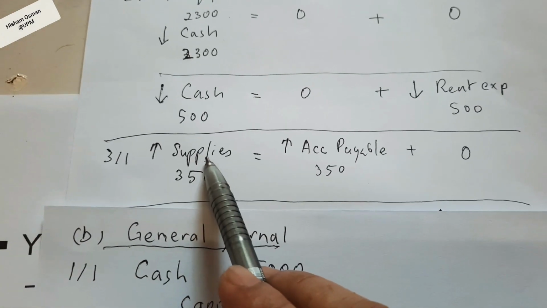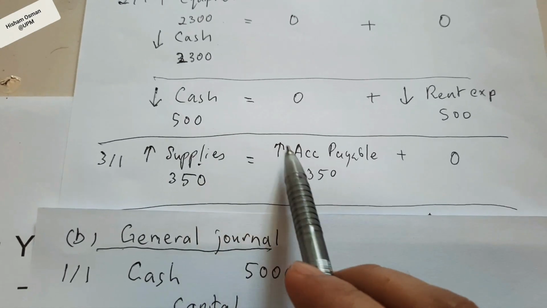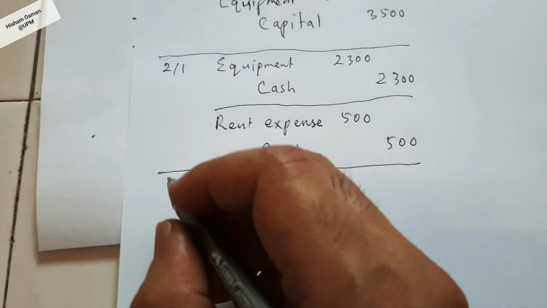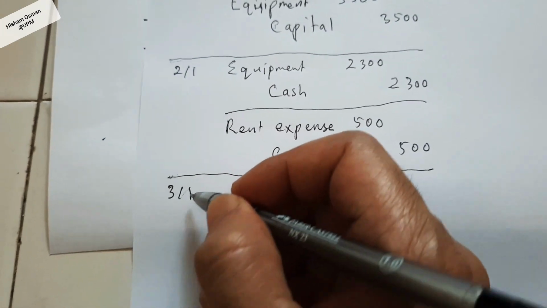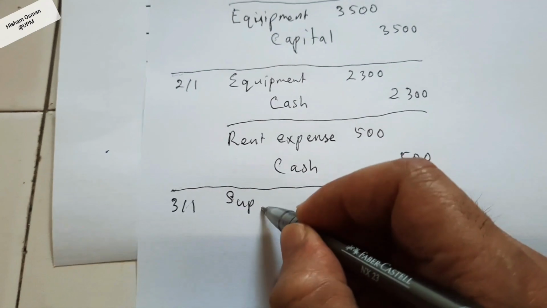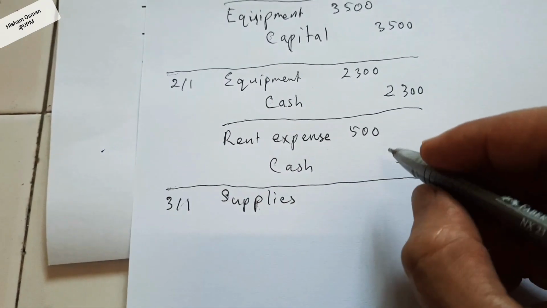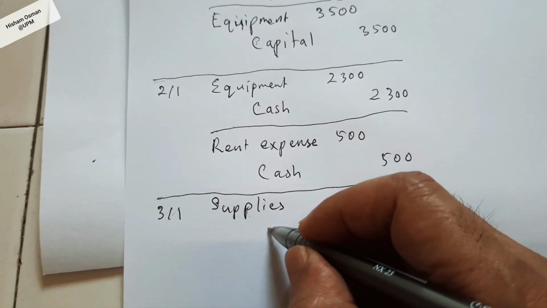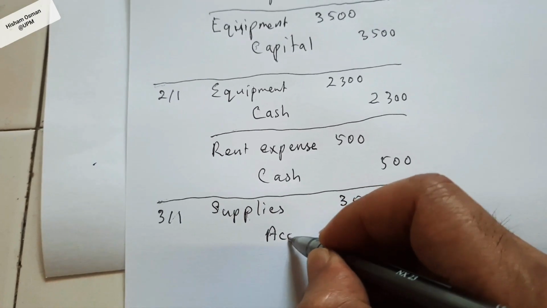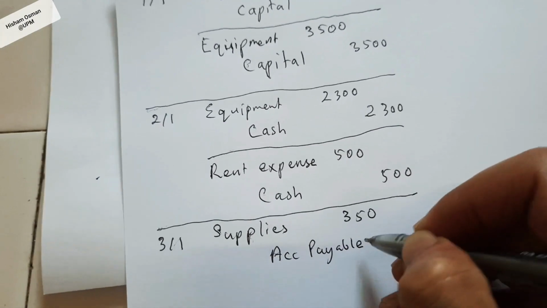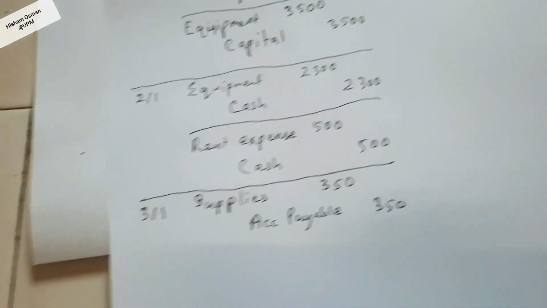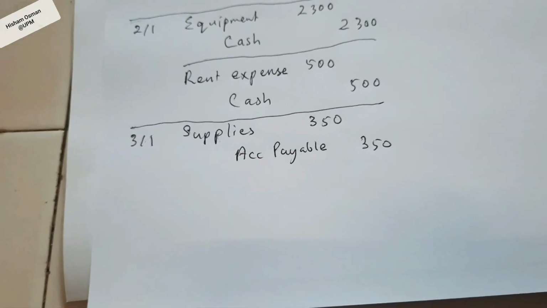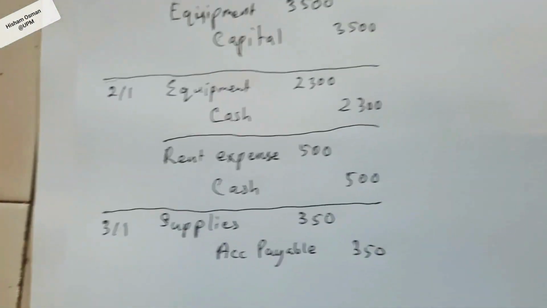So when there is an increase in asset, you have to debit an account. When there is an increase in liability, you have to credit an account. So how to do the general entry? Very straightforward. Asset increase, you debit. So debit account supplies. The amount is 350. And then there is an increase in liability. Liability increase, you have to credit. So credit account payable. The amount is 350. Now, that is for the 3rd of January.